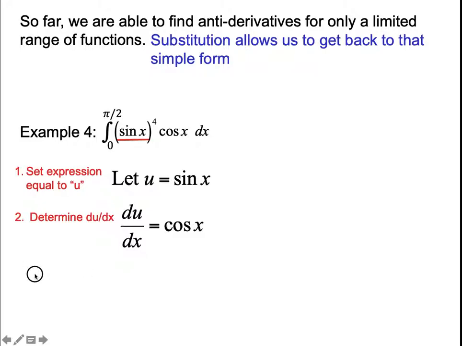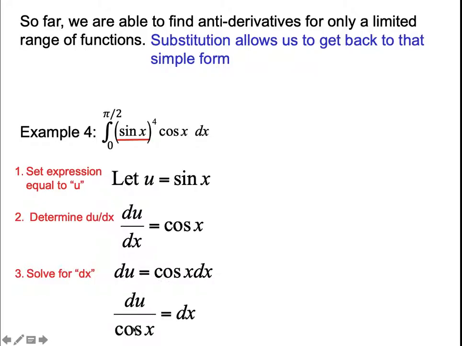And then step 3 is solve for dx. So remember, solving for dx here, we've got to think of this cosine as cosine x over 1, and then we can cross multiply. So we get du times 1 equals cosine x dx. And then if we divide by cosine x, because we want to solve for dx, we get something that looks like this. du over cosine x equals dx. So we have a dx equal to this expression.